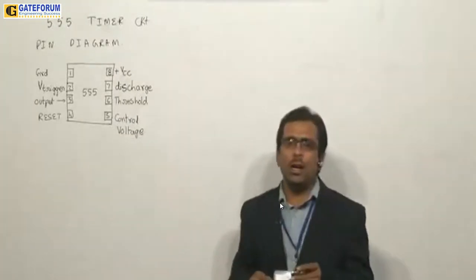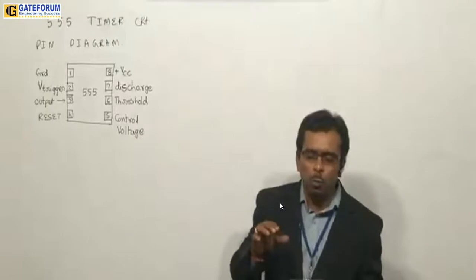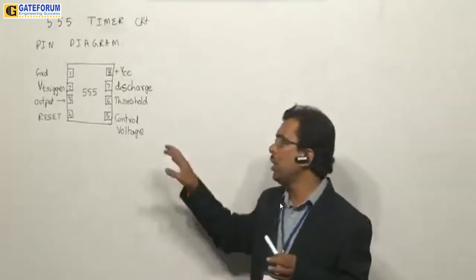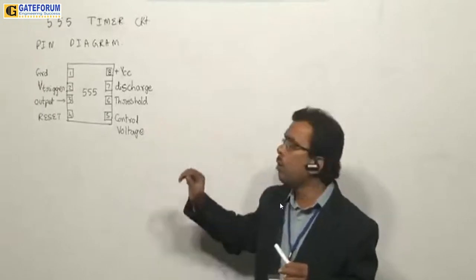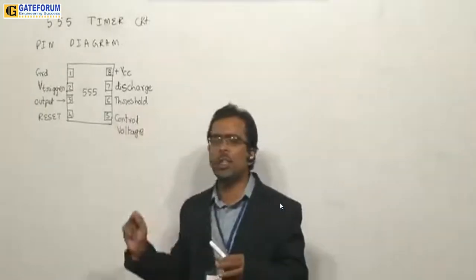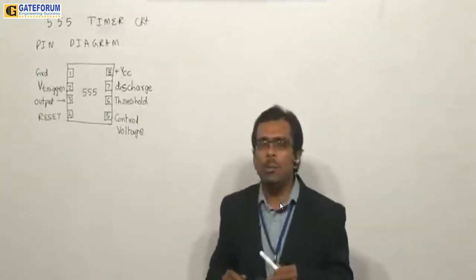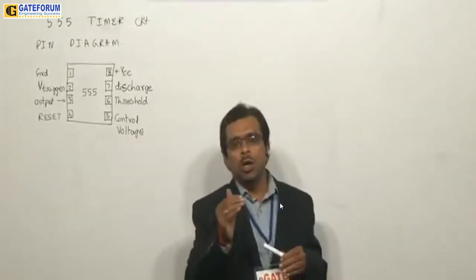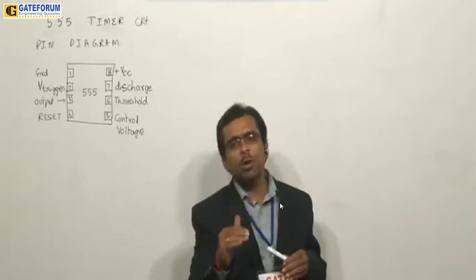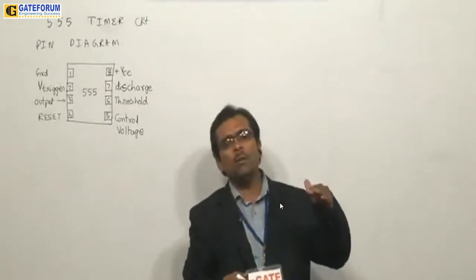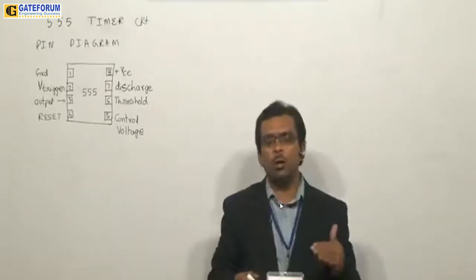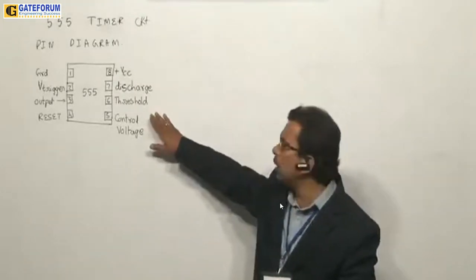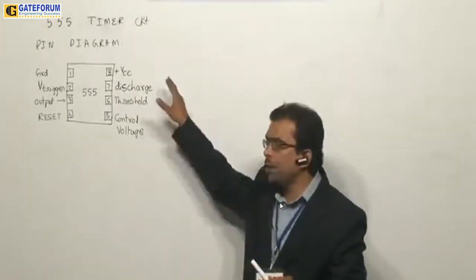Next, control voltage. If you want to change the output voltage based on your requirement, if you want to make any changes, then you use this pin number 5. Next one here is threshold voltage. What do you mean by threshold? It means at which level of voltage you want to change the output. You may want the output to change at 3 volts, at 5 volts, or at 8 volts. That voltage will be decided here as the threshold voltage.